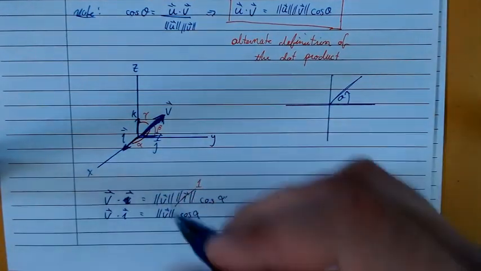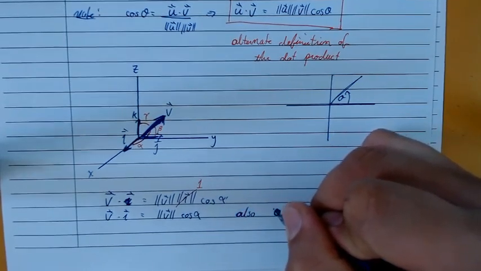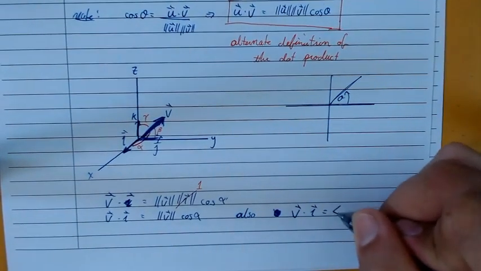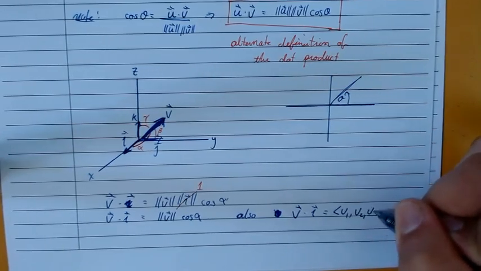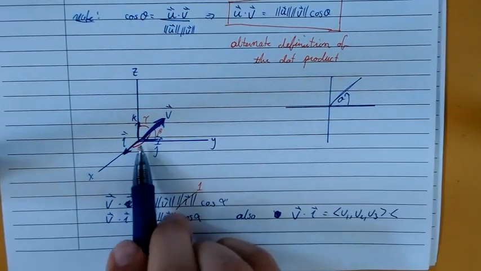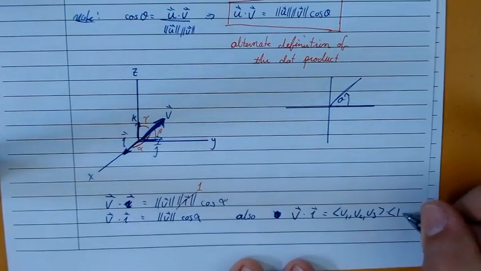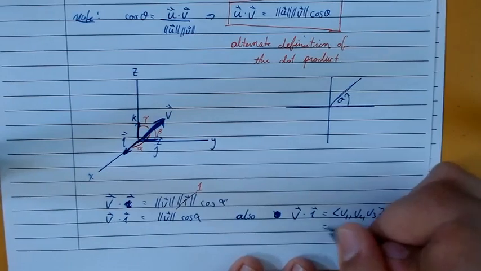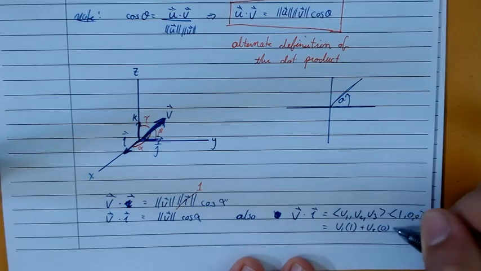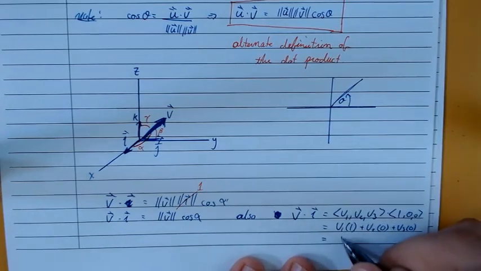But I also have that the vector v dotted with the vector i, well, by definition, that's v1, v2, v3. After all, that's a vector in 3 space, dotted with the vector i, which is one step in the x direction, and then it doesn't have any steps in the y or the z direction. So 1, 0, 0, which is really just v1 times 1 plus v2 times 0 plus v3 times 0. Which is just v1. The rest are 0.